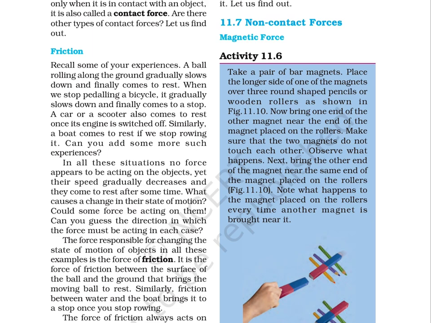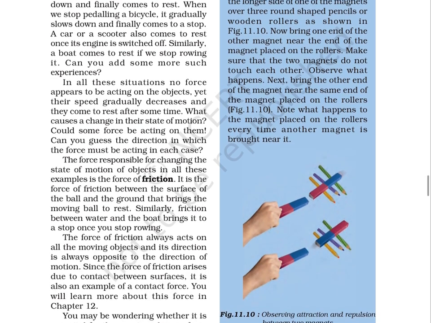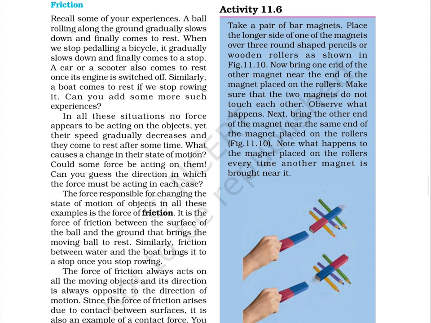Magnetic force. Activity 11.6. Take a pair of bar magnets. Place the longest side of one of the magnets over 3 round-shaped pencils or wooden rollers as shown in figure 11.10. Now, bring one end of the other magnet near the end of the magnet placed on the rollers. Make sure that the two magnets do not touch each other.